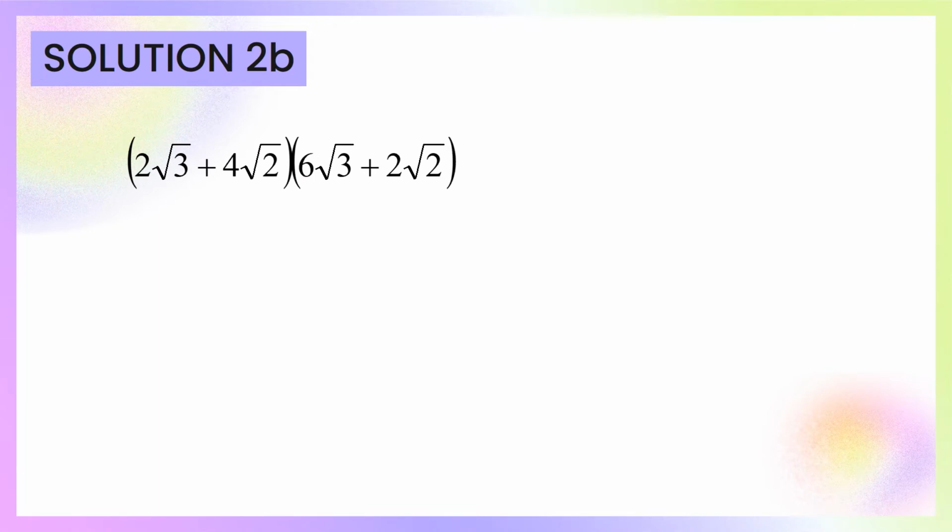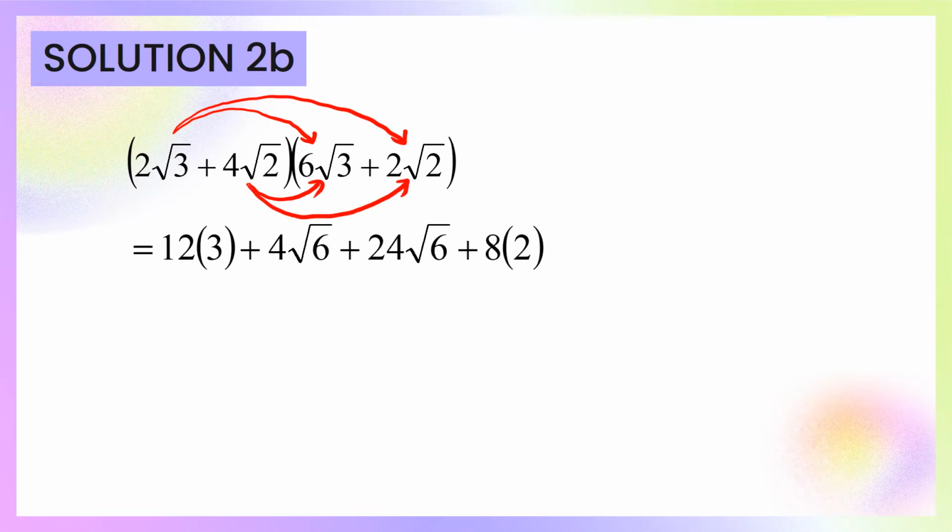Question 2b. Simplify 2√3 plus 4√2 multiply 6√3 plus 2√2. Okay, so for this case, we need to expand one by one. The first one, we expand 2√3 with 6√3. And then after that, 2√3 with 2√2. And then the third one, 4√2 with 6√3 and 4√2 with 2√2.